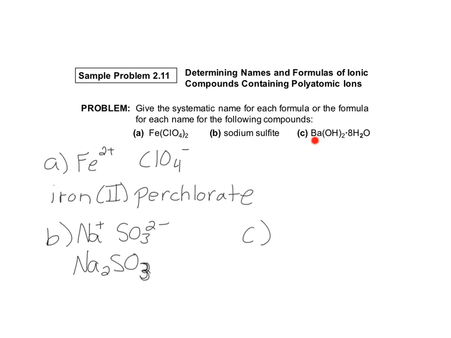The next one listed there, C, gives us the formula, so we are going to have to give it the name. So Ba, that's the symbol for barium. OH twice, that's going to be a polyatomic ion. This OH, if you look in the table, 2.5 on page 68, OH is a hydroxide ion. And then also we have this little dot and 8 H2O. So I've got 8 of those H2Os, and remember H2O, that's water, right? We all know that H2O is water. Now, anytime it's in a formula like this, we call it a hydrate.